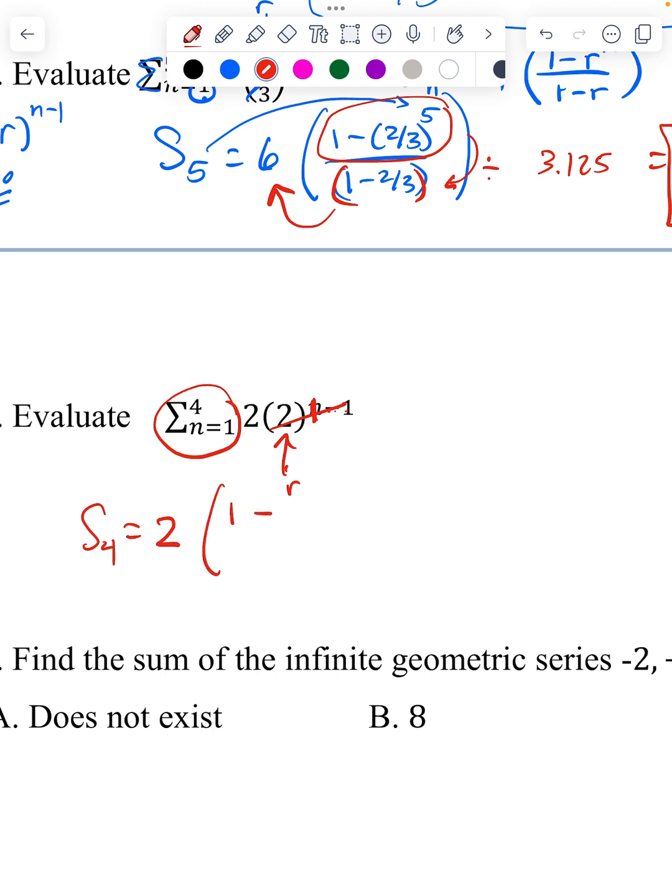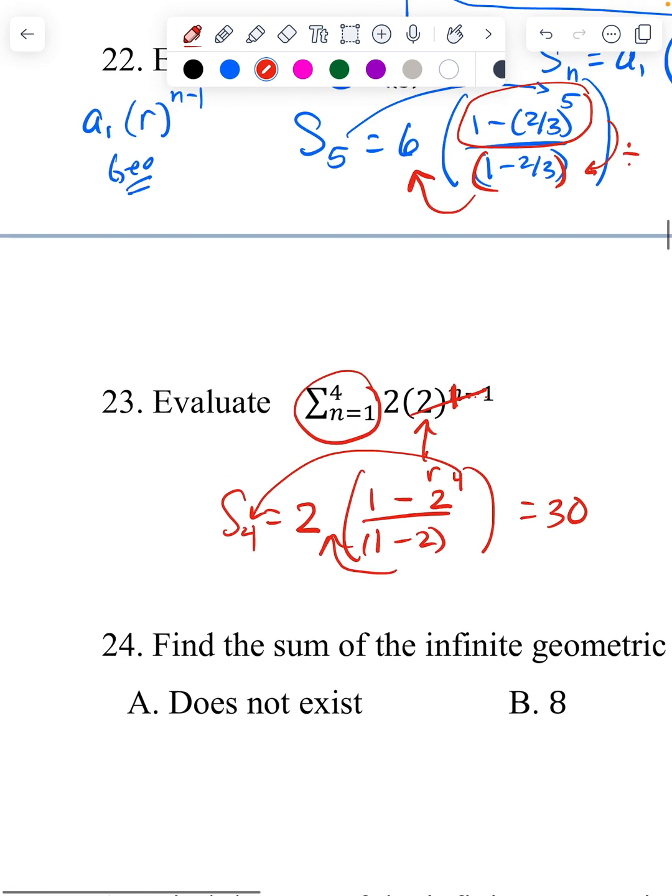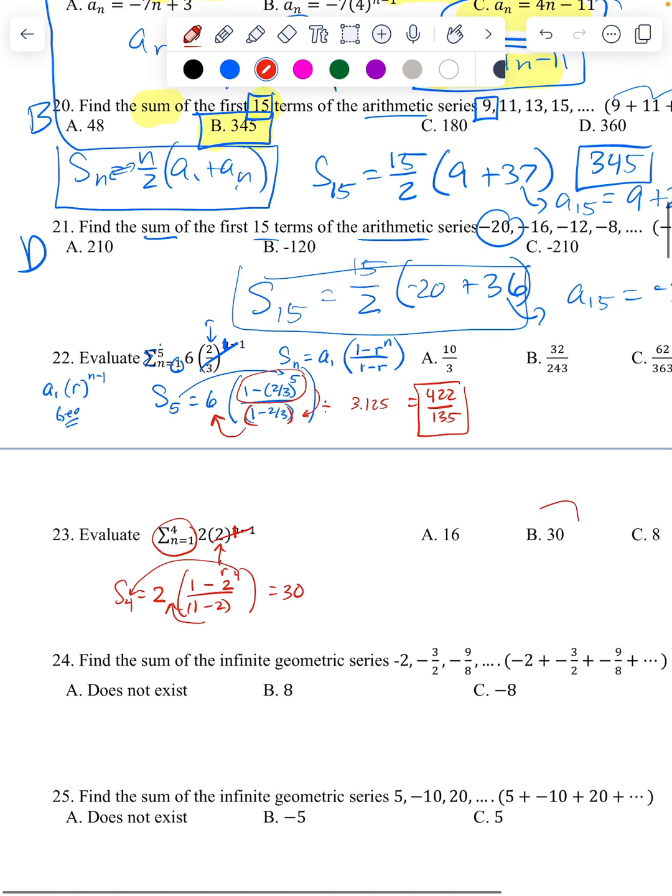And then 1 minus my ratio to the power that matches how many terms I'm adding, over 1 minus the ratio. So I'm going to grab my calculator, 1 minus 2 to the 4th power, and get that answer, which is negative 15. I'm going to divide by, and then in parentheses, so it knows that that whole thing is on the bottom. That's just going to turn it into positive 15 times 2 on the outside, and I'm ending up with 30 as my answer. So that one, what number am I on? 23. So 30 is option B.